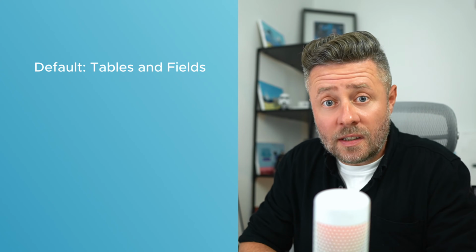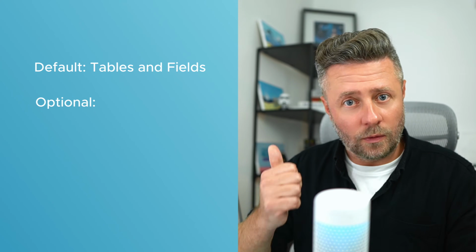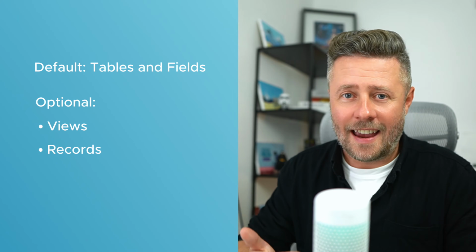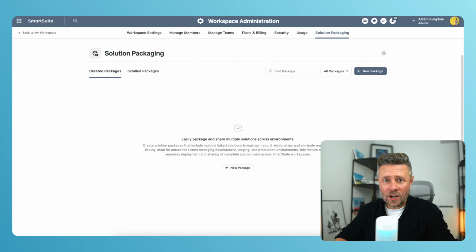But before we dive in, let me highlight the type of content that can be included with each solution. Tables and fields are included by default, but you can choose if you want to include views, records, and, drumroll, automations. Under the Workspace Administration, you'll find a new section for solution packaging.